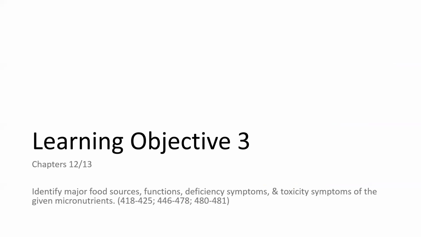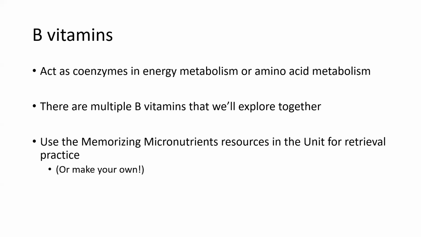Okay, moving on to learning objective 3. The third learning objective is to identify the major food sources, functions, and deficiency symptoms, including toxicity symptoms, of the given micronutrients. Okay, let's talk about B vitamins. B vitamins are a group of water-soluble vitamins that play vital roles as coenzymes in energy metabolism and amino acid metabolism. So let's look a little bit closer at the particular B vitamins as we move along.